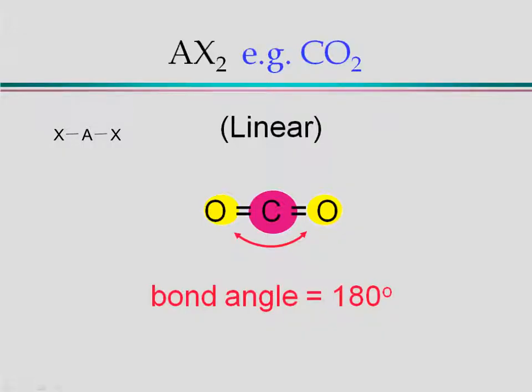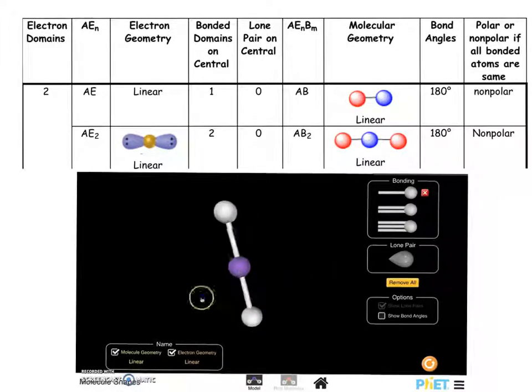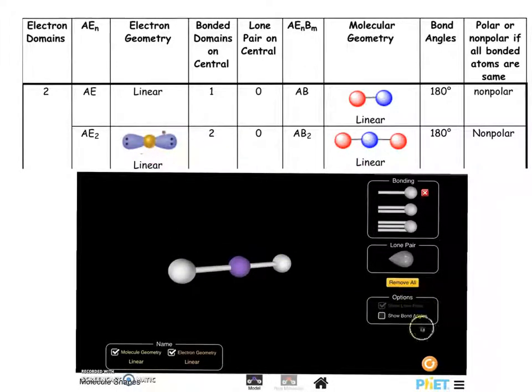All right, now the next possibility is if we have still 2 electron domains, but this time we have 2 bonds attached to the central atom, 2 bonded atoms. No matter which way you swing them, in order for them to be as far apart as possible, they are going to maintain a 180-degree bond angle. So they're always going to have a linear molecular geometry and a linear electron geometry.